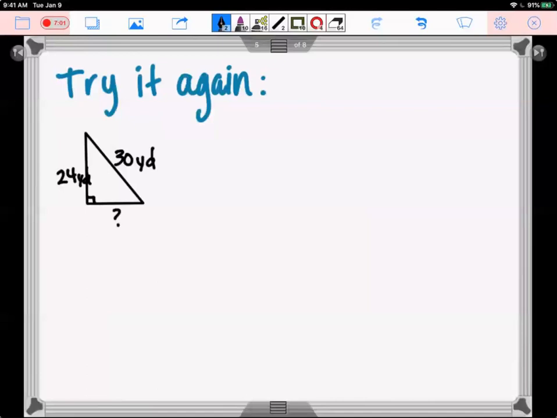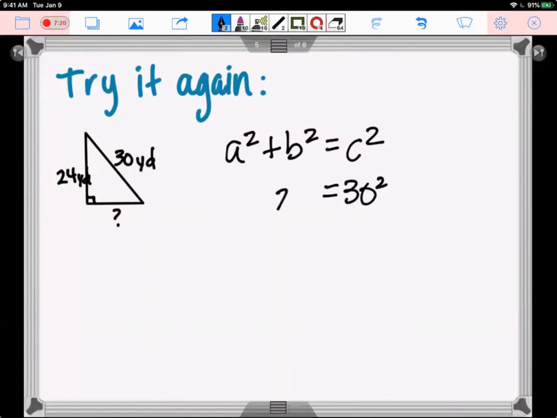Let's try this again. a squared plus b squared equals c squared. So we know the c squared, 30 squared. Don't just put 30 there, it has to be squared, 30 squared. We know one of the legs is 24. I'm going to put it in the b this time to show you that it doesn't matter which one.